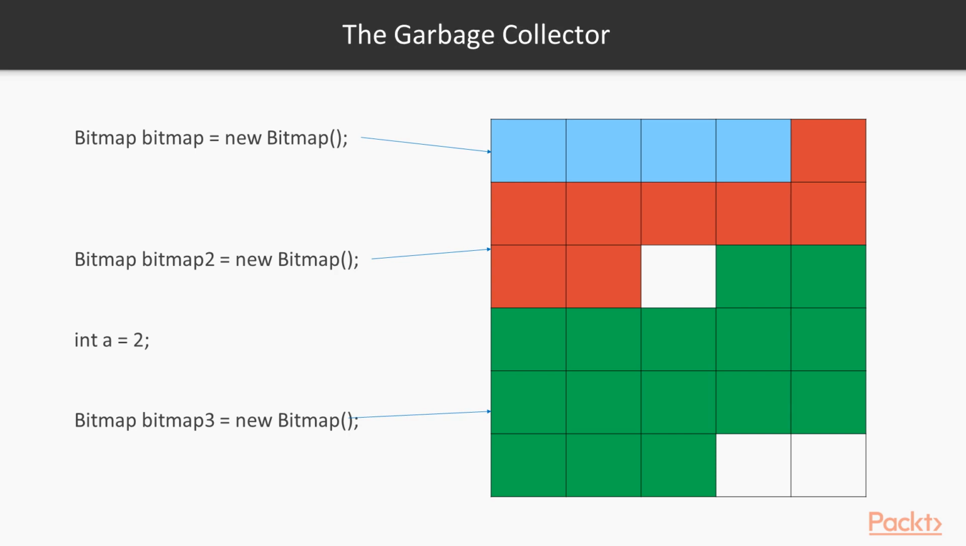And that's where the garbage collector comes in. What the garbage collector does is it goes through the memory and checks which objects are connected to something called a GC root, or a garbage collector root. We don't need to go into the details of that, but basically the garbage collector checks which objects in your memory are referenced by your code in one way or another. So it goes through and checks, okay, bitmap is being used, bitmap 2 is being used, and bitmap 3 is being used, which means integer a is not being used and therefore it should be removed.